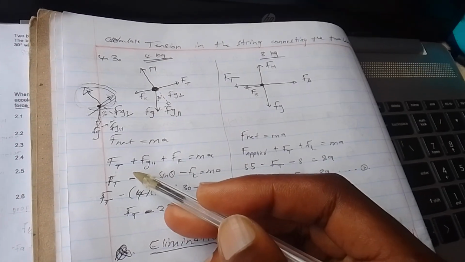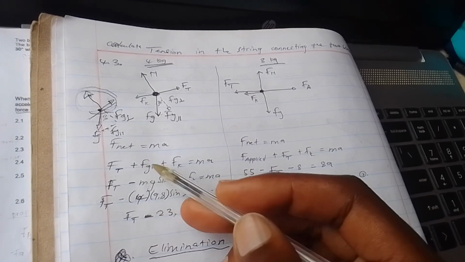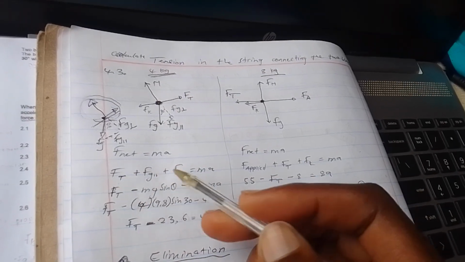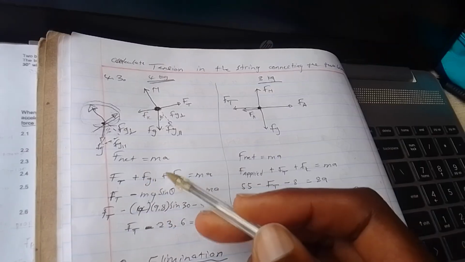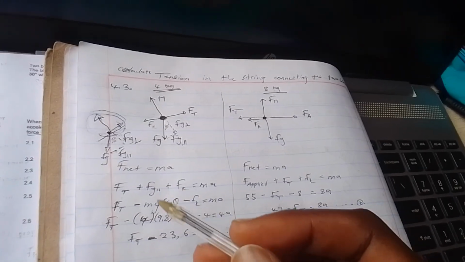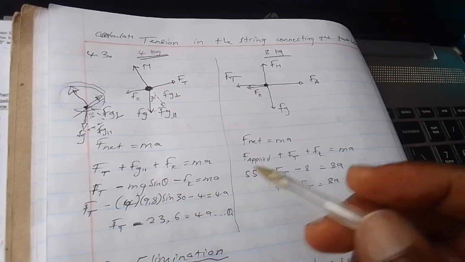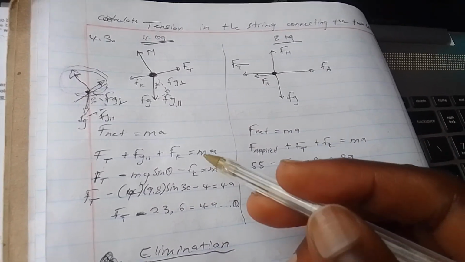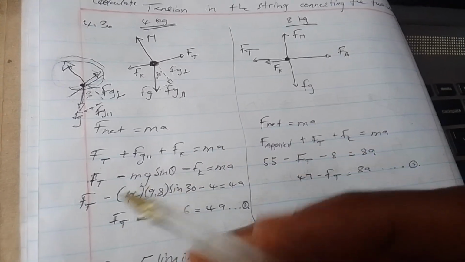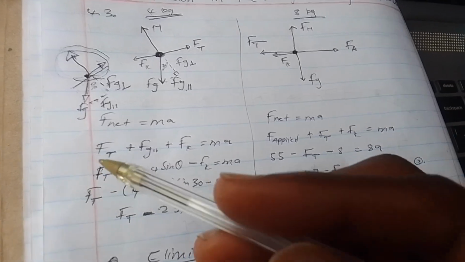These plus signs just represent the sum of all these forces. It's F net. We are not yet using the direction of our negatives, they're just the sum. So then we have ma, mass multiplied by acceleration. Our FT is a positive value.